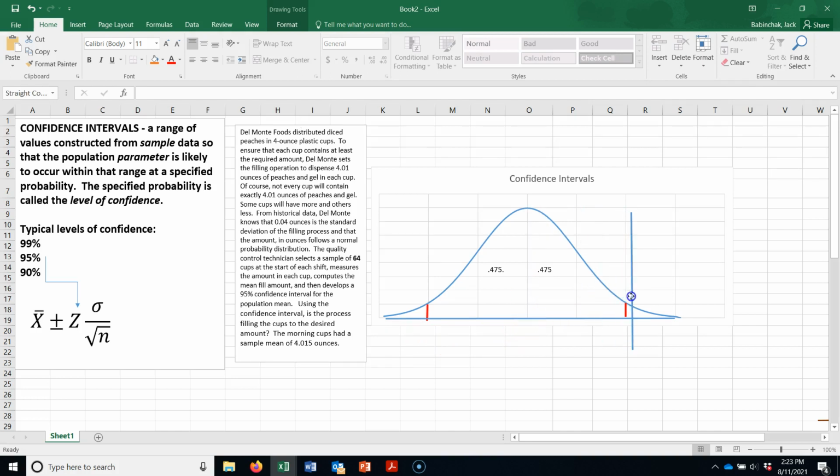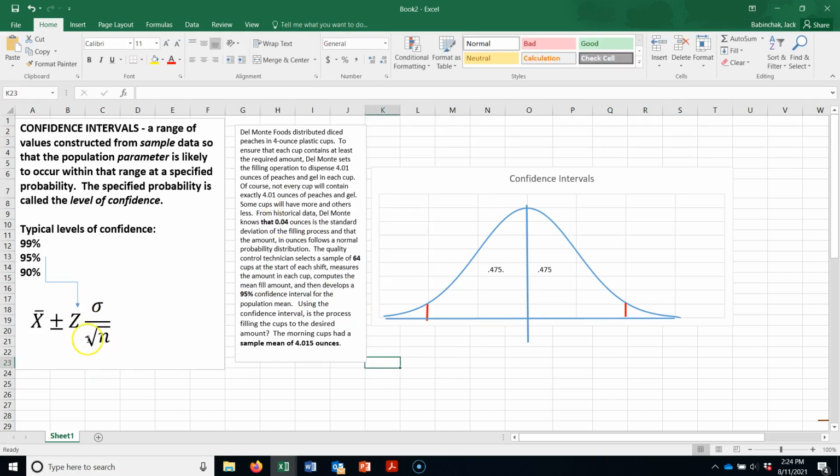We might get a figure here, but we're building at 95% confidence. So we're going to be pretty sure that whatever numbers we get, it represents the population of the filling station, meaning every single cup that's coming off the line. Using the confidence interval, is the process filling the cups to the desired amount? The morning cups had a sample mean of 4.015 ounces. So that's the information that we're going to be using along with this standard deviation.